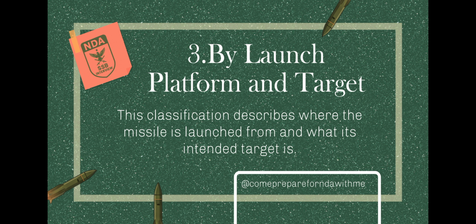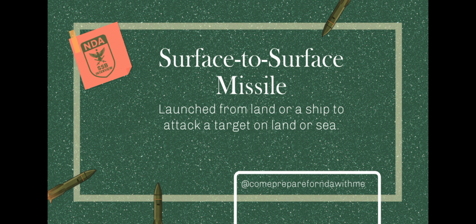Now, the next classification is on the basis of launch platform and target. Now, this classification is very easy to learn. This classification describes where the missile is launched from and what is the intended target. First is surface to surface missiles. It's launched from land or a ship to attack a target on land or sea.